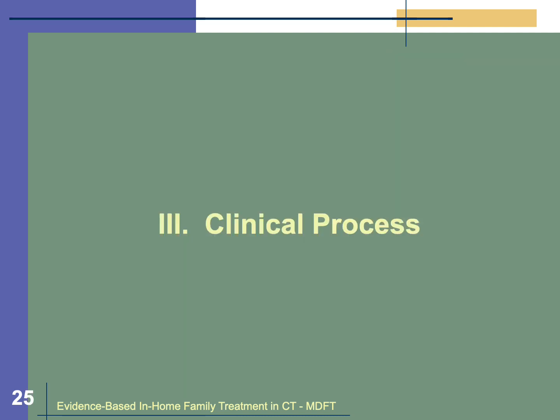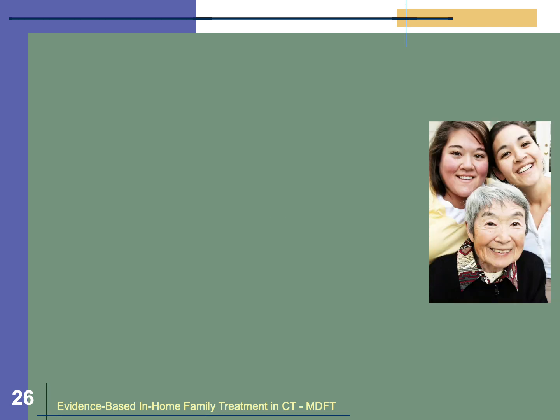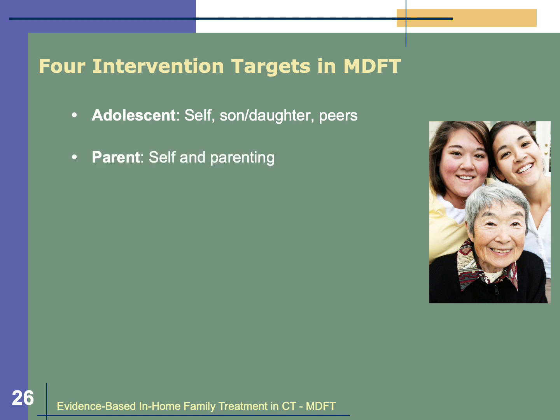In terms of the clinical process, there are particular ways of doing things, but it's not lockstep. This is essentially a framework that you operate within in your practice. And so then there are 4 intervention targets in MDFT. The first and second one is expected. It's the adolescent and the parent. Because we're talking about family therapy, we have to have family members. But we also look at the family interaction, so how adolescents and parents are interacting, but also the relationships that they have. Because what we're trying to do is facilitate attachments between parents and adolescents.